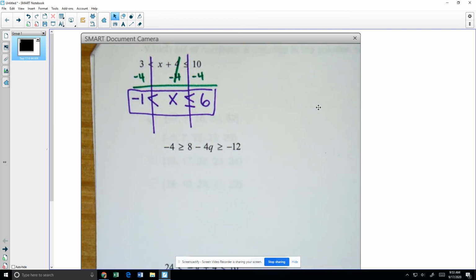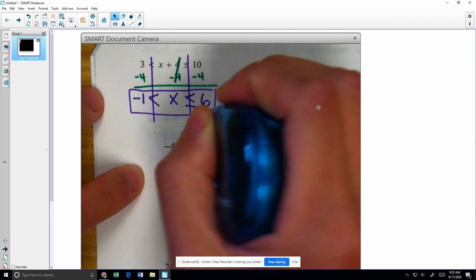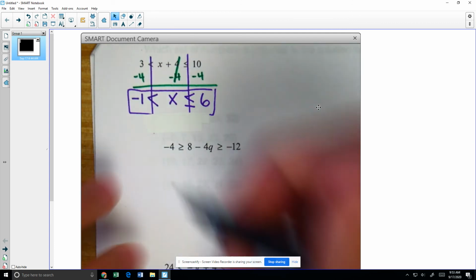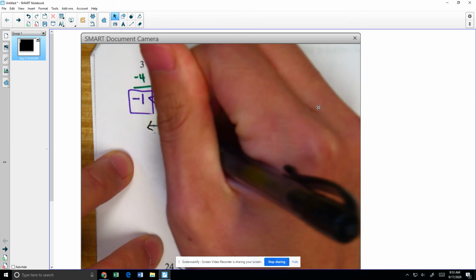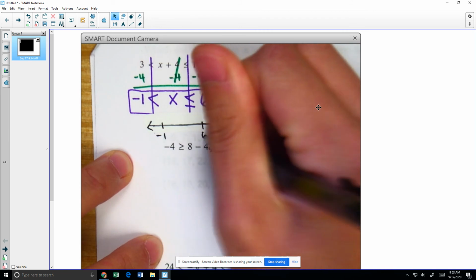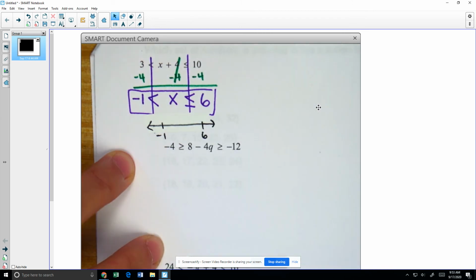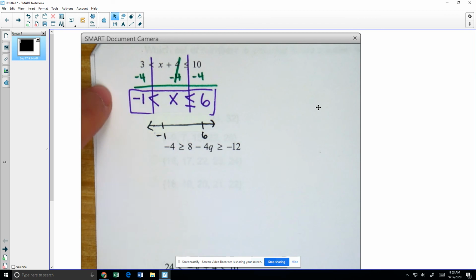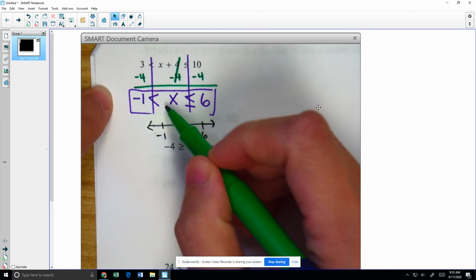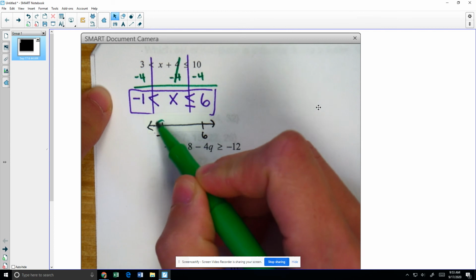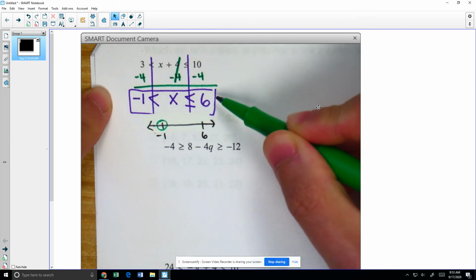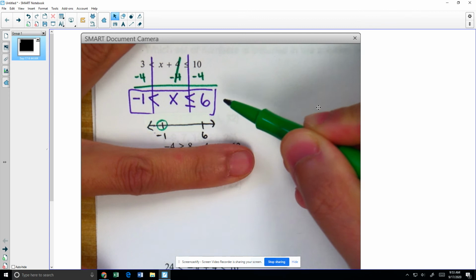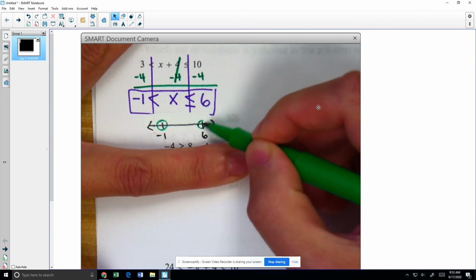Okay, so let's actually graph this now. If I want to graph it, I'm going to have -1 and 6. For the -1, do I have open or closed? Open. If you have a circle at -1, there's no line underneath, so it's an open circle. For the 6, is it open or closed? Closed, because there's a line underneath.